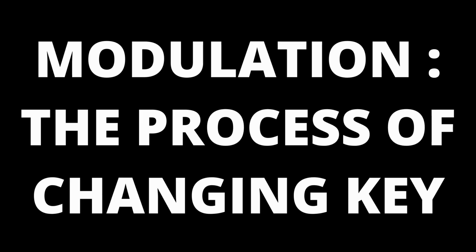Modulation can be thought of as the process of changing key, whilst a key change is the final result of this modulation. Another way of looking at it might be that modulation is a temporary event within a piece of music, whereas a key change is more permanent or final. If this seems confusing, don't panic. Just know that the key of a song can change.